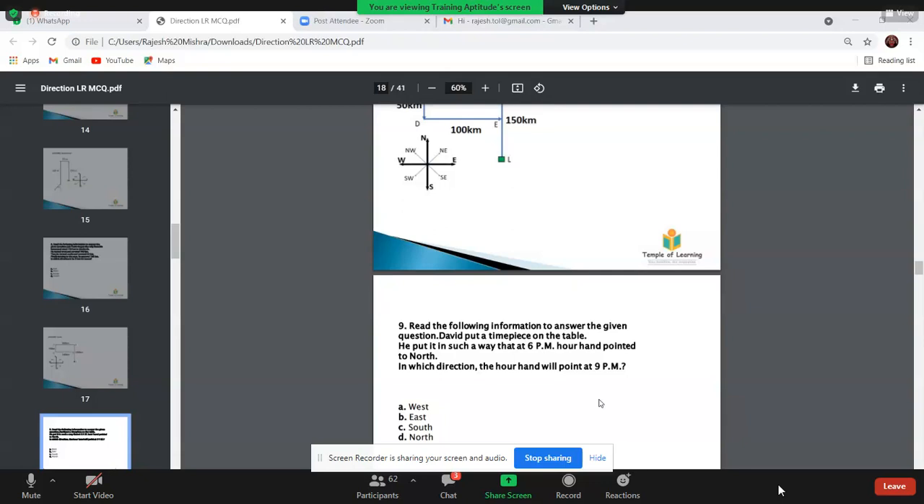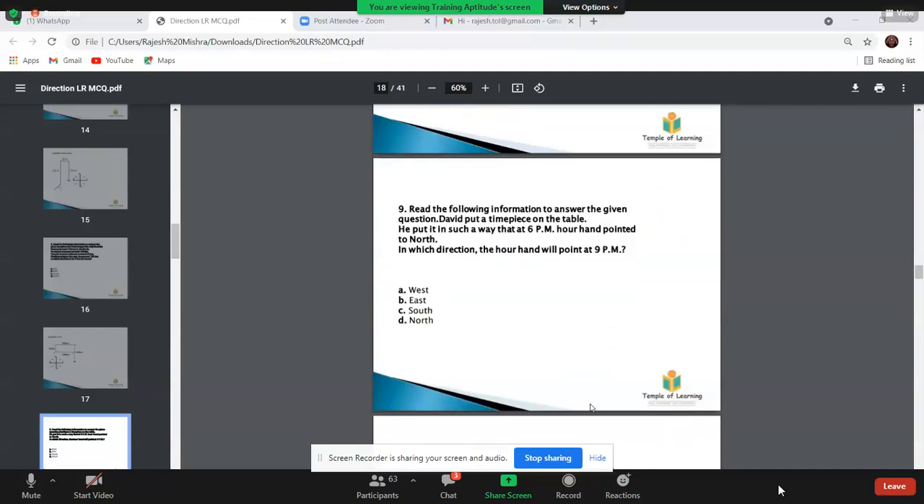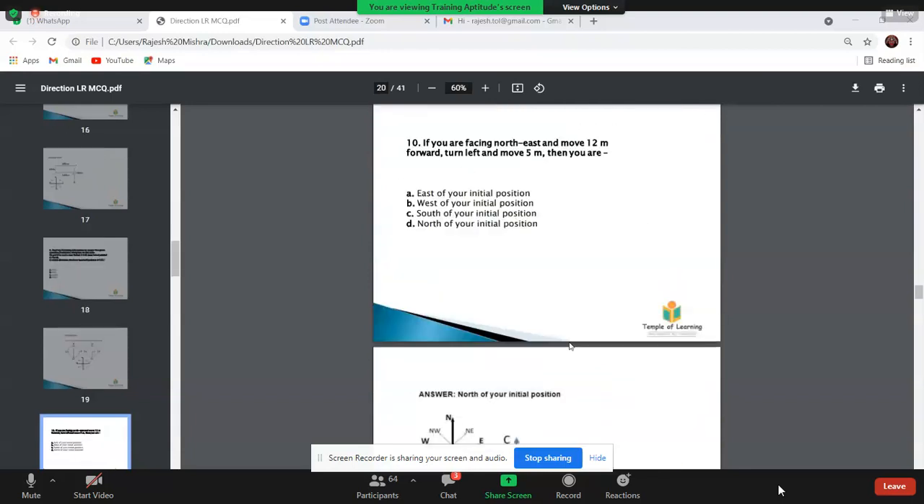Because at 6 PM the hour hand is pointing towards north instead of south. North and south are 180 degrees apart. So what direction will our hand point at 9 PM? Again, students, 180 degrees. 9 PM originally is facing west, so 180 degrees will take it to east. East. Is that okay? All right. Question number 10.